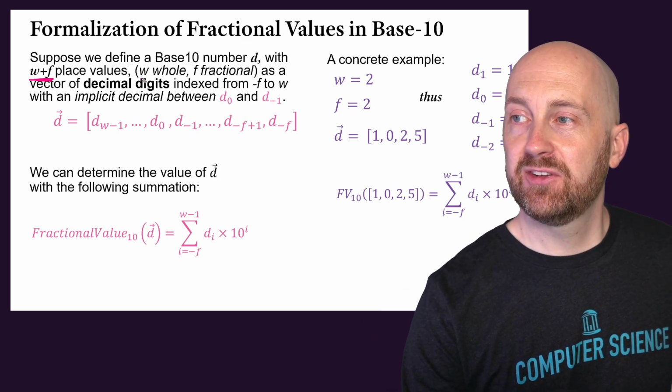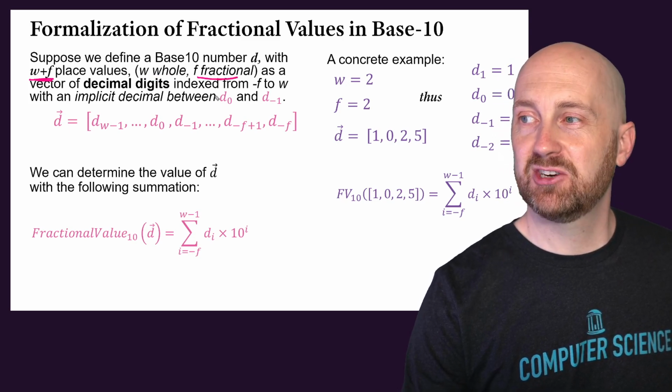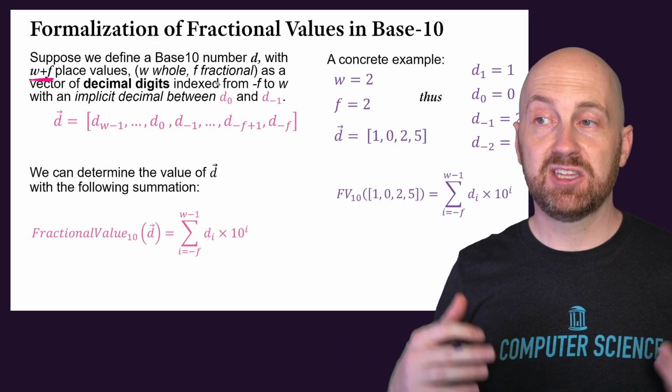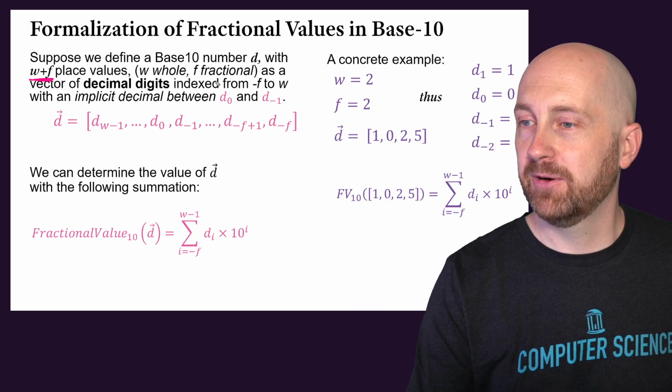So we're going to have some number of whole digits and some number of fractional digits, and those will be represented with W and F. So W plus F gives us the total width of this decimal digit vector, okay?